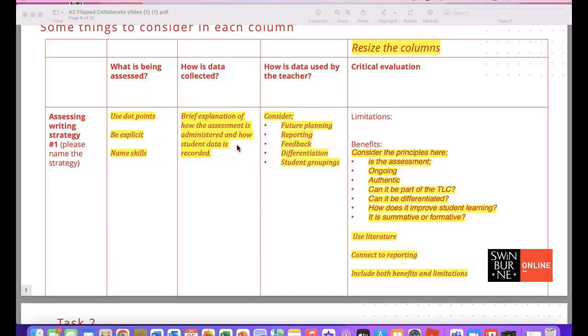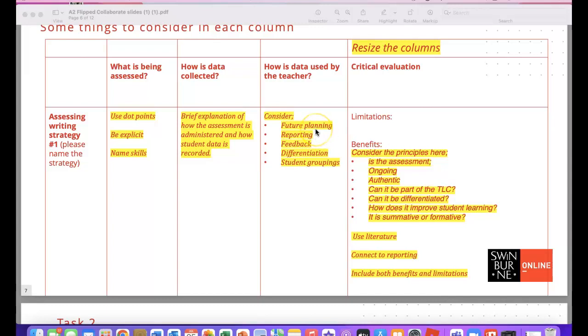We need to monitor that data. How is it used? We're going to consider future planning. We're going to consider reporting. Now, reporting, our mind always goes to parents because we assume it's reporting to parents. But for this assessment, we really need to think quite broadly about what the term reporting means. Does it mean reporting to the student? To colleagues in the school? To leadership? To parents? To external stakeholders?